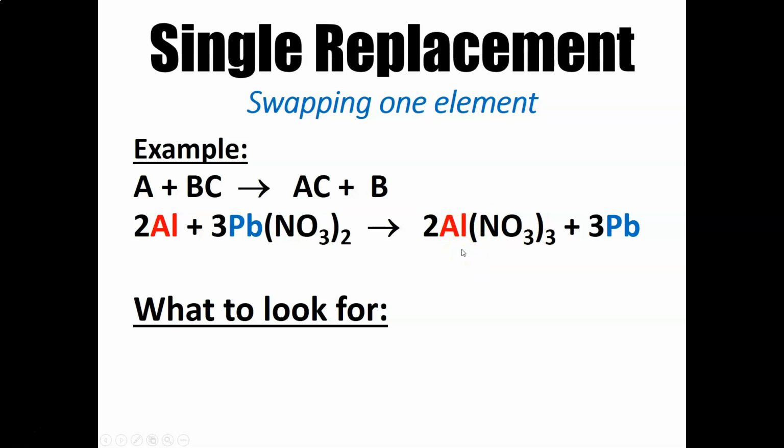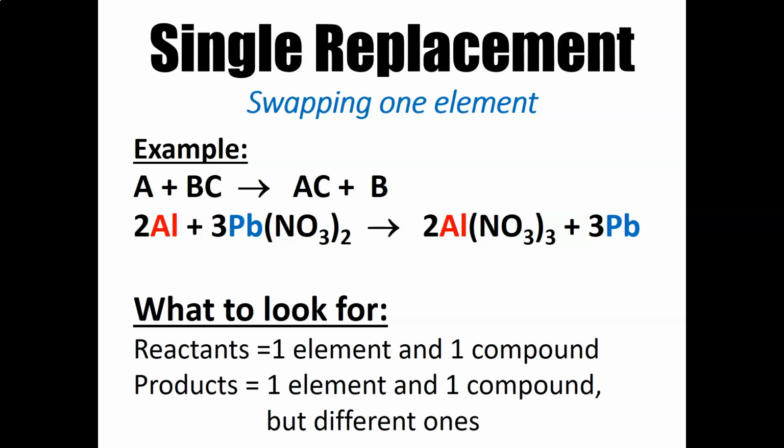So what you want to look for to see if it's a single replacement is that you have one element and one compound, and you're ending with an element and a compound, but they're now different. Make sure you're a little bit careful that you remember you can have diatomic elements.